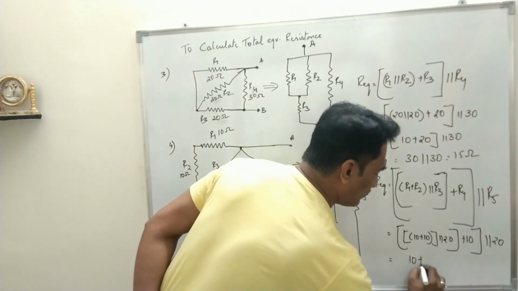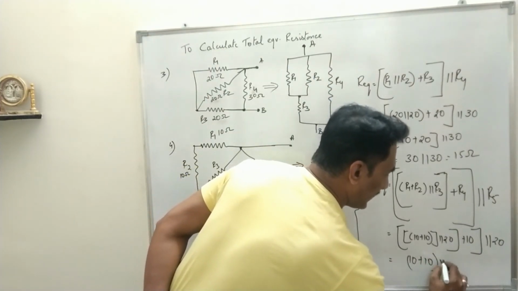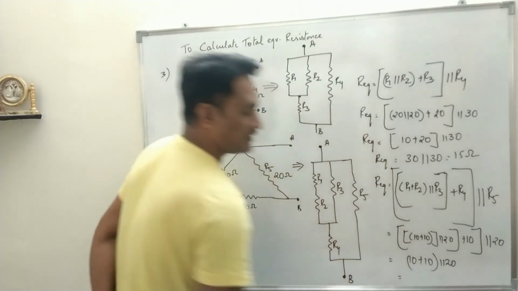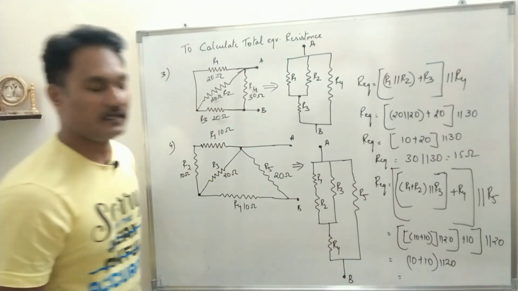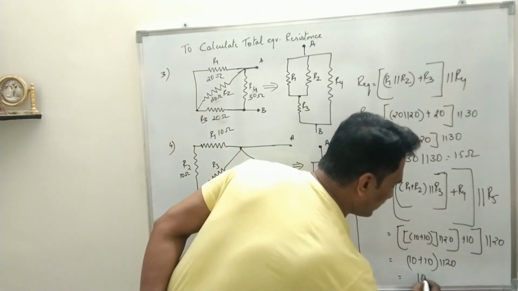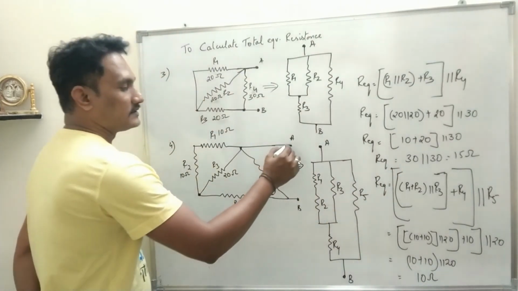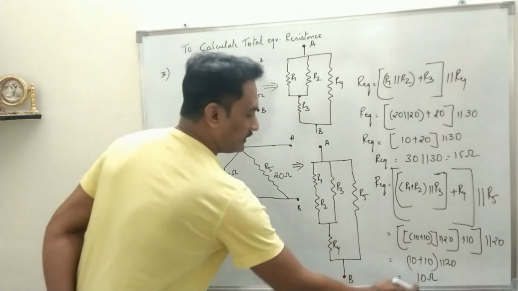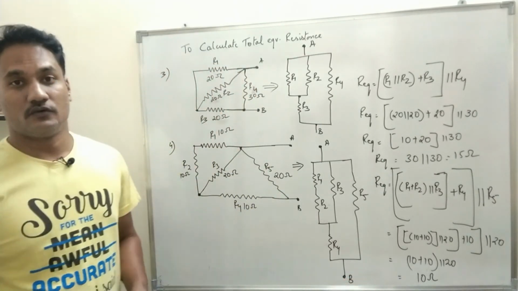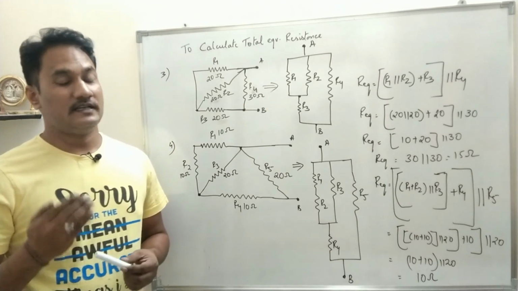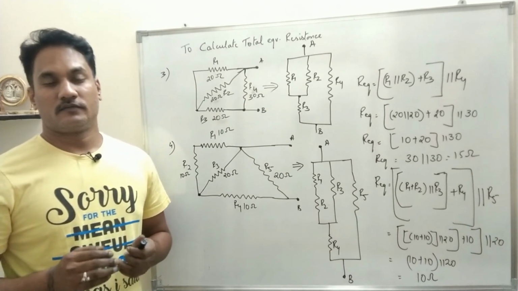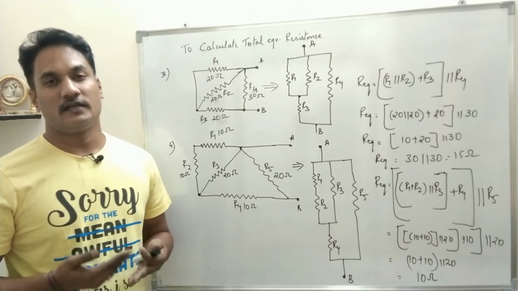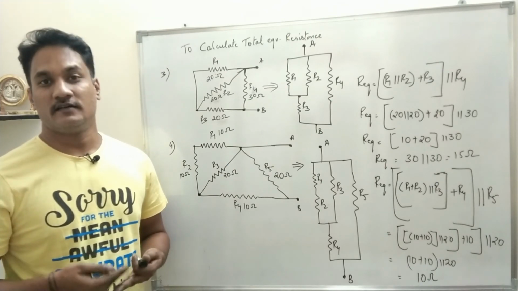So again 10 plus 10 parallel 20. Again what is 10 plus 10? 20. 20 parallel 20, the half value will be 10. So the total equivalent resistance between point A and point B for this circuit will be 10 ohms. So I hope now it is clear to you how to calculate the total equivalent resistance of the circuit.